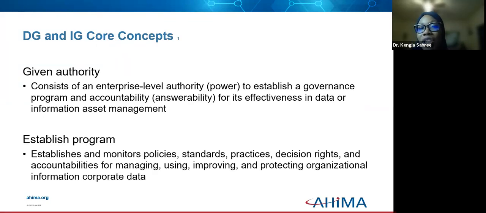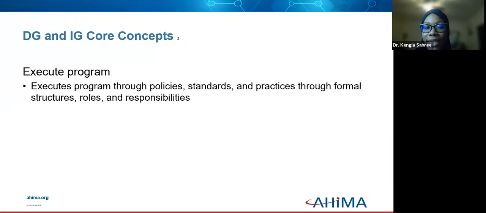Data governance and information governance have some core concepts. While the definitions and the functions may vary, there are several core concepts that are associated with both. One, the given authority: it consists of an enterprise level authority, which is the power to establish a governance program, and the accountability and answerability for its effectiveness in data or information asset management. Next is the shared concept of establishing the program. It establishes and monitors policies, standards, practices, decision rights, and accountabilities for managing, using, improving, and protecting organizational information and corporate data.